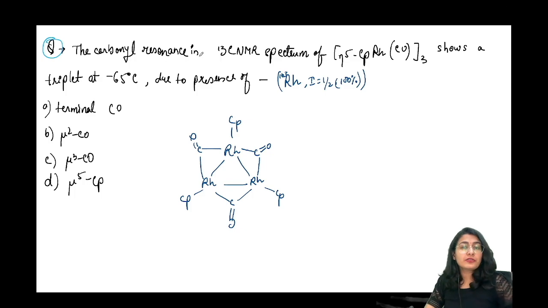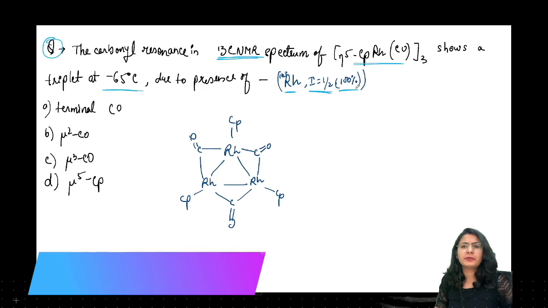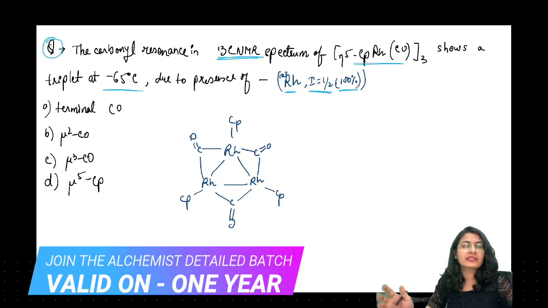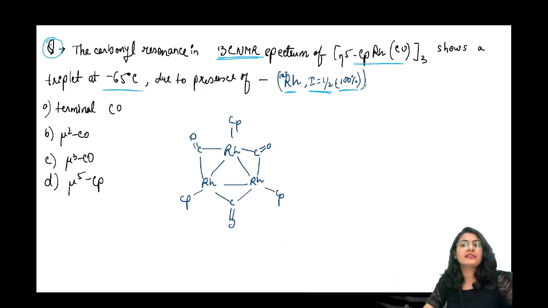The carbonyl resonance in the C13 NMR spectrum of this particular complex shows a triplet at minus 65 degrees centigrade. Now, due to the presence of which of this is correct? It is also given in the question that 103 isotope of rhodium is having an active nuclear spin I value equals to half, and it is 100% abundant. If it is not 100% abundant, it will have some satellite peaks. We will discuss that also. But here it is 100% abundant.